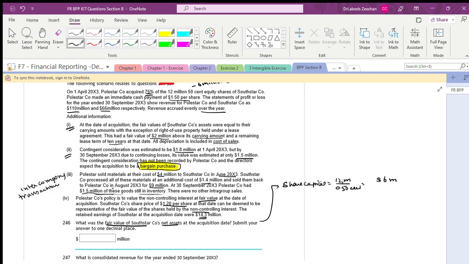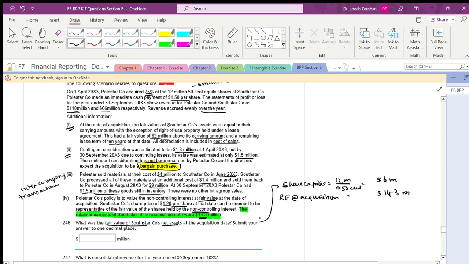How much is there for the retained earnings? What we have to do in the fair value? We have to take the retained earnings at the date of acquisition. How much is there? 14.3. Retained earnings at acquisition. Is it right? It is 14.3 million.